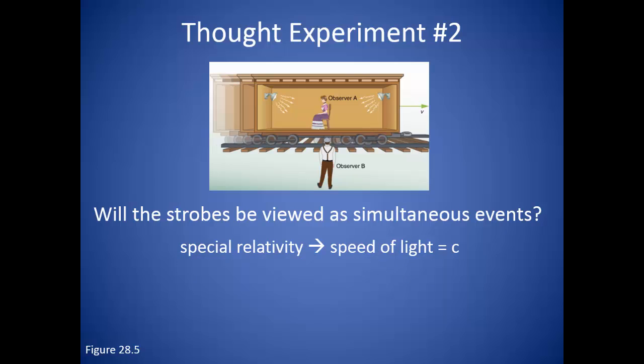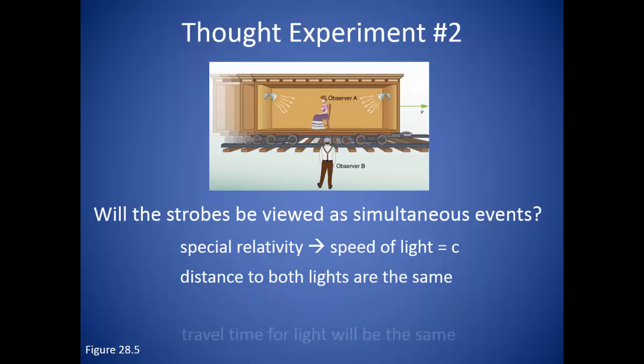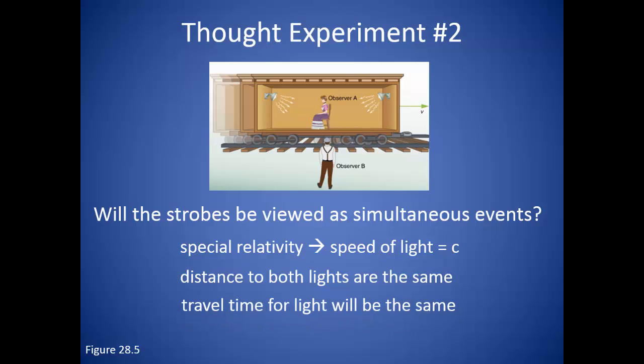The speed of light is not affected by the motion of the lamps. So if the man is exactly in the center of the lights, his distance to both lights will be the same. This means that the time for the light to travel to the man will be the same, making the flashes simultaneous for the man.